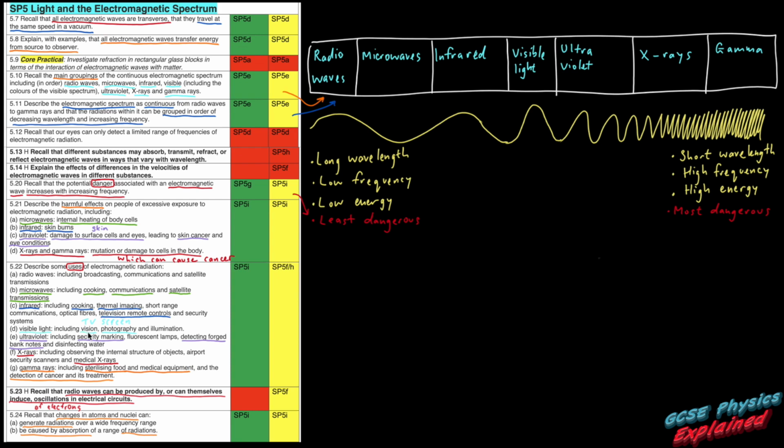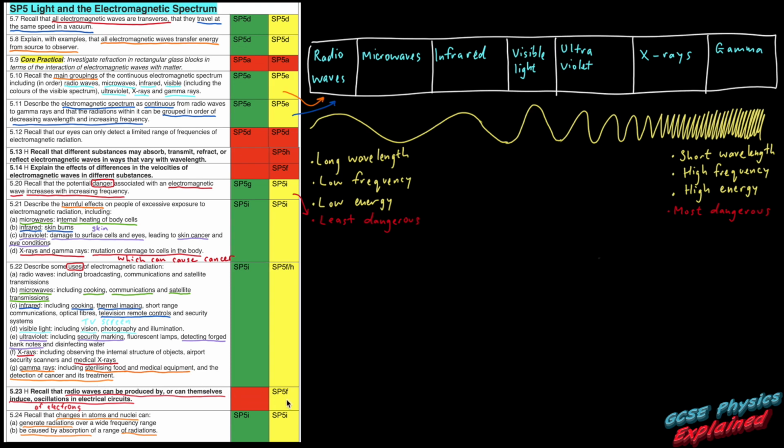Visible light, well, anything to do with vision, so photography or watching the telly, the TV screen, you wouldn't be able to do it if there was no visible light coming off. Ultraviolet, we'll use it for security marking and for detecting forged banknotes. X-rays, well, medical X-rays for checking for broken bones, but you could also look inside any object, such as airport security scanners for looking inside your luggage. And gamma rays, we use those to sterilise food and medical equipment. And we also use it to detect cancer and treat cancer.